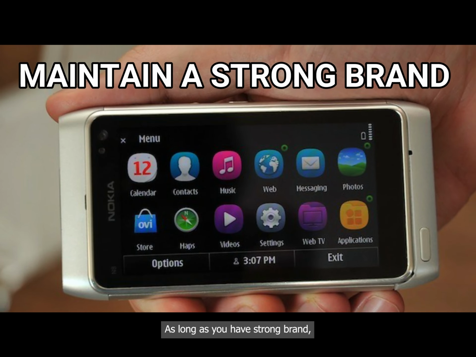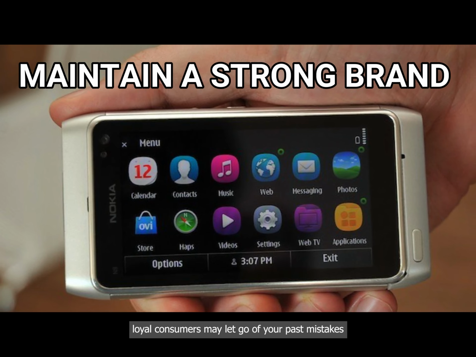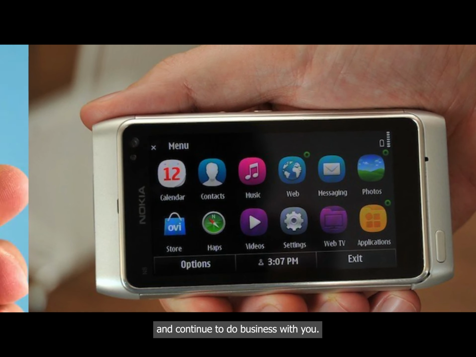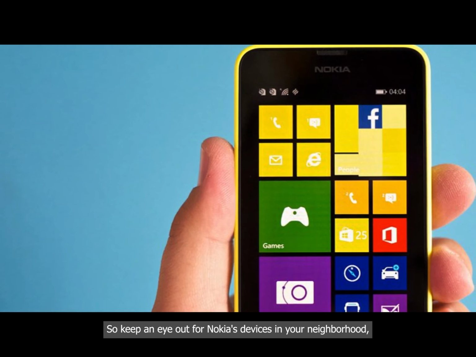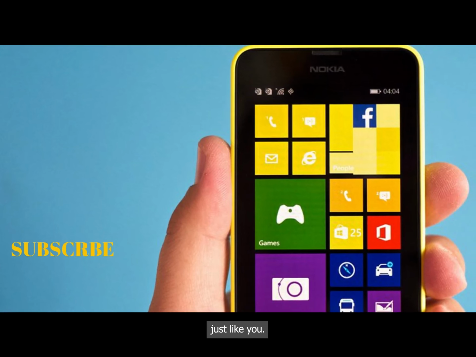As long as you have strong brand, loyal consumers may let go of your past mistakes and continue to do business with you.